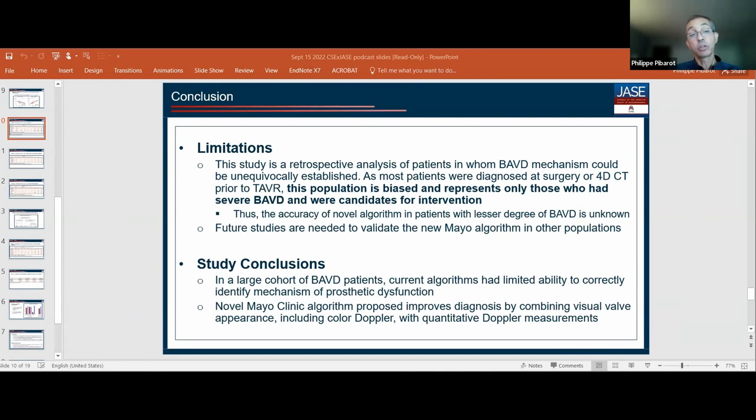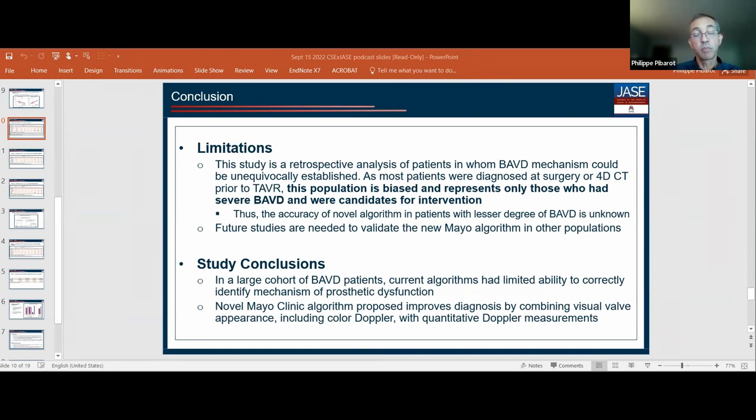So the conclusion of this important study published in JASE is that in a large cohort of patients with bioprosthetic aortic valve dysfunction, the current algorithms, including those that we have in the guidelines that we use every day, had limited ability to correctly identify the mechanism of prosthetic valve dysfunction, and so to differentiate acquired true prosthetic valve dysfunction, so actually structural dysfunction versus non-structural dysfunction and mismatch, and also the type of dysfunction.